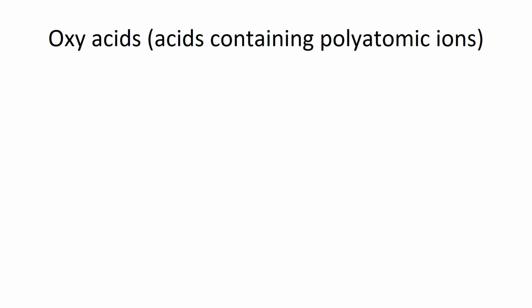All right. Now, oxyacids are acids containing polyatomic ions, and it's polyatomic ions specifically that contain oxygen. All right. So an oxyacid is an acid that contains polyatomic ions. So what I want you to know is I use this little statement to help me remember some things.